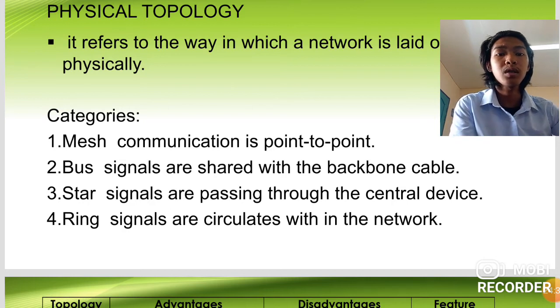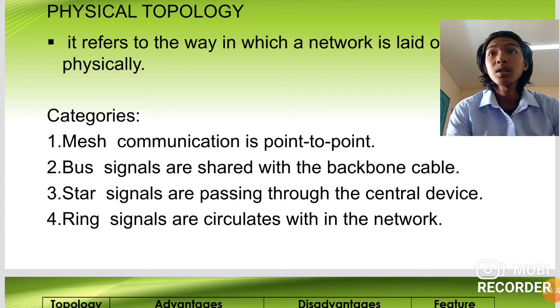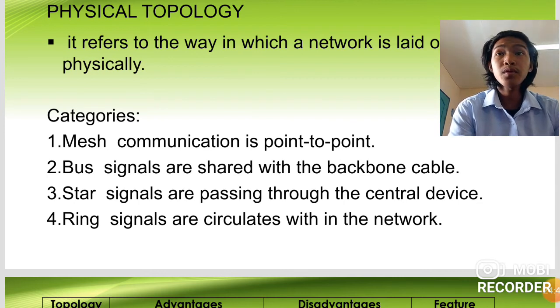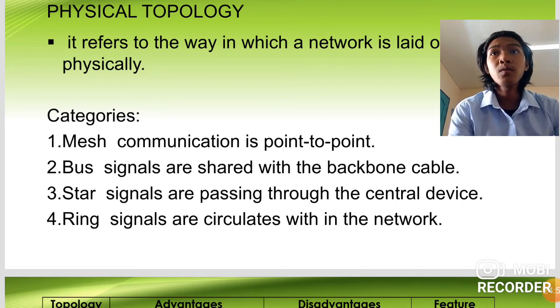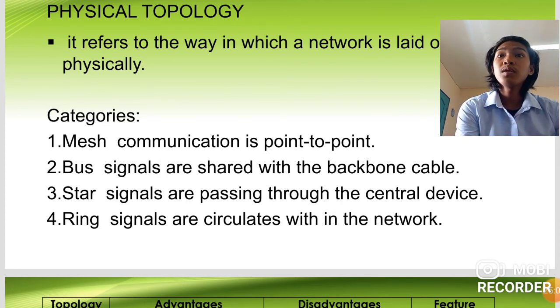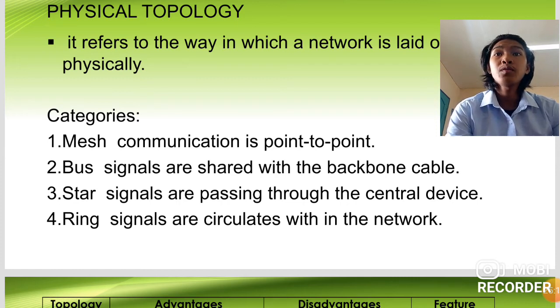Unang category ng physical topology is mesh. Mesh communication is point-to-point. It is a network setup where each computer and network device is interconnected with one another. Next is bus. Signals are shared with a backbone cable. A bus topology is a topology for a local area network, LAN, in which all the nodes are connected to a single cable.